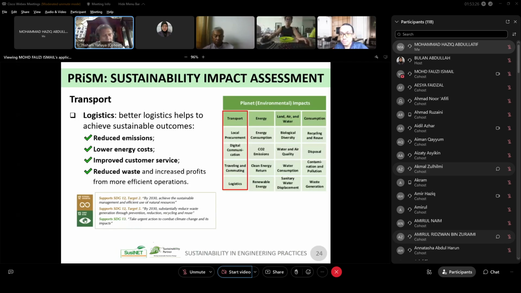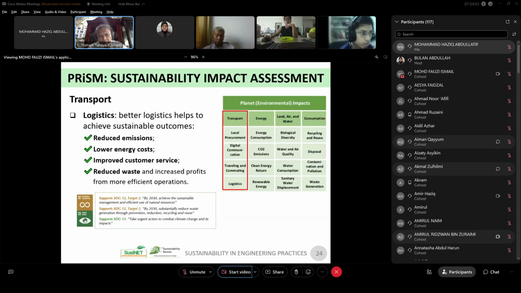Next, we look into energy. If you have better logistics, you will reduce emission. You lower the energy cost. You also improve customer service. Your neighbors will not be upset because of all the cars being parked all over their community, and you also reduce waste. You look into how you can minimize fuel usage, and in return you are making profit for the company.